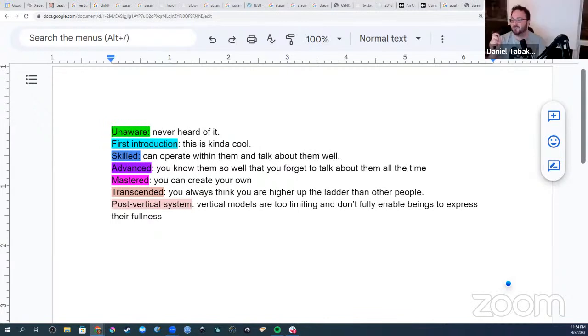So next we're going to move to transcendent. So you always think you're higher up on the ladder than other people. So we're not quite there yet. We don't think we're the highest yet, but we will soon. Yeah, we're getting there soon. And then post vertical systems. So vertical models are too limiting and they don't fully enable beings to express their fullness. So this is like, fuck it, I've had enough. I'm out.